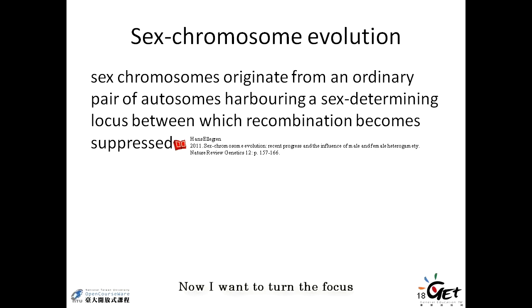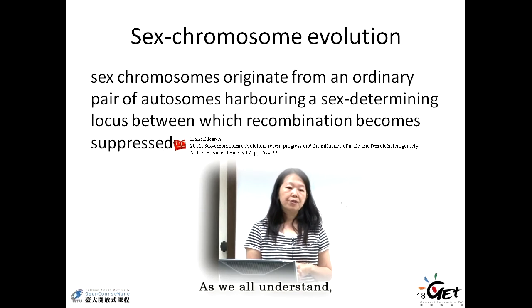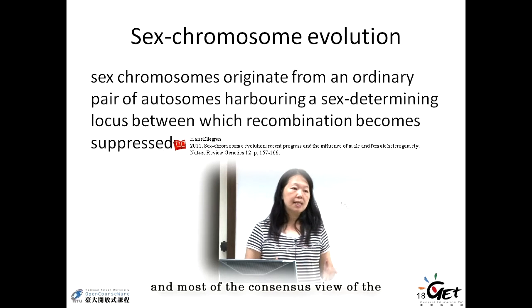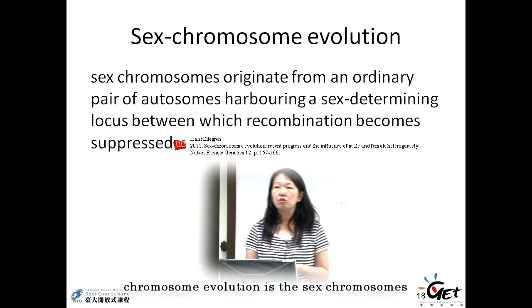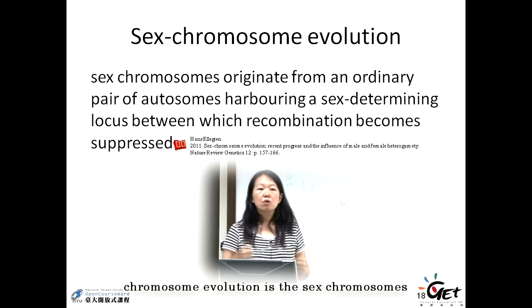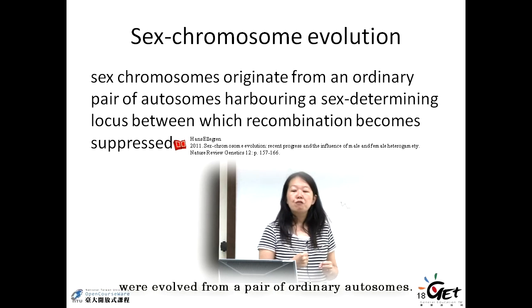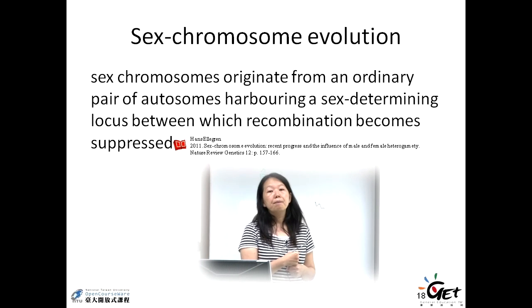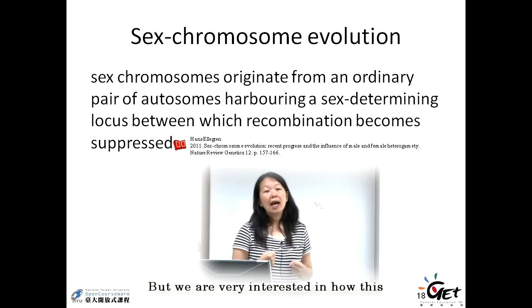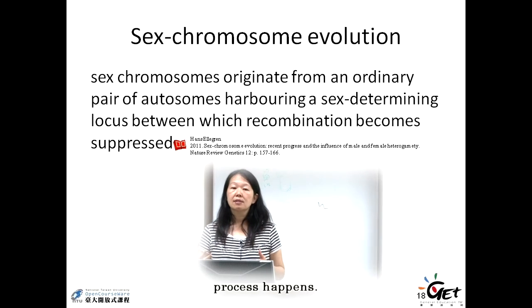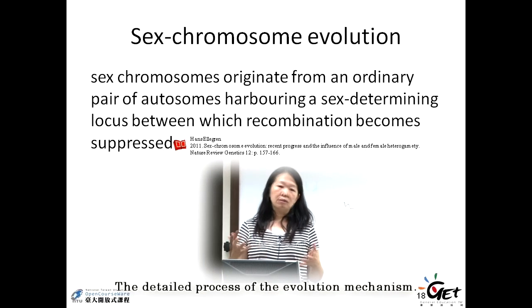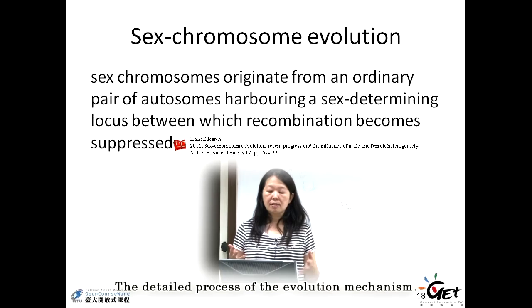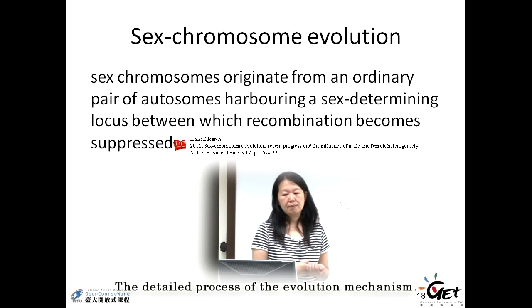I want to turn the focus to sex chromosome evolution. As we all understand, the consensus view is that the sex chromosomes evolve from a pair of ordinary autosomes. But we are very interested in how this process happened, the detailed process of the evolution mechanism.